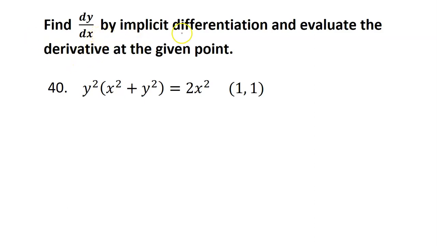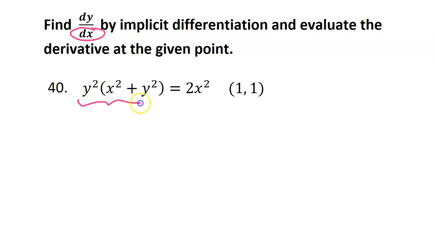Find dy/dx by implicit differentiation and evaluate the derivative at the given point. So I'm just going to take the derivative of both sides of this equation. Keep in the back of your mind that I am differentiating by dy/dx. That's important because when the variables don't match, I'm going to have to do the chain rule. So for example, well, let me just show you right now.